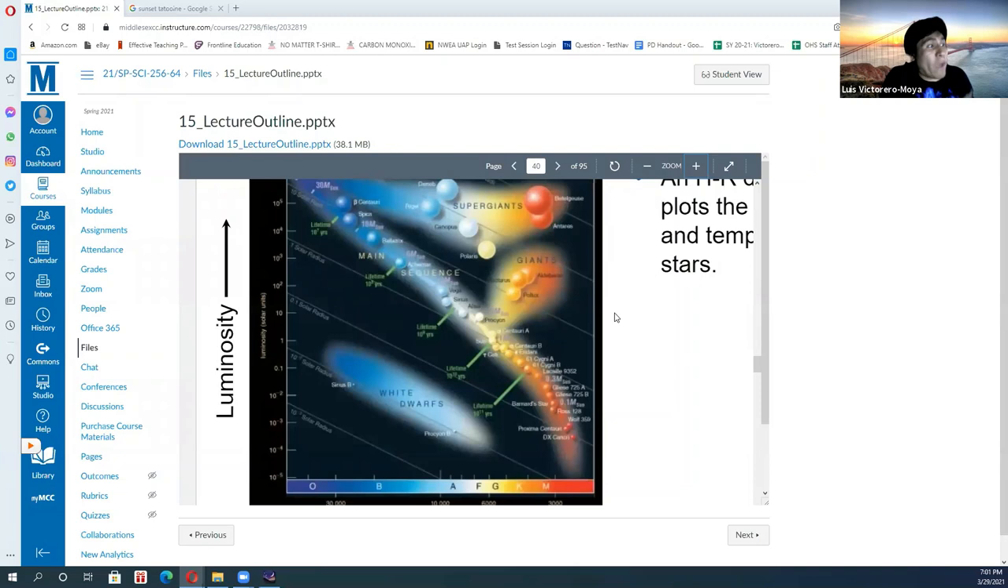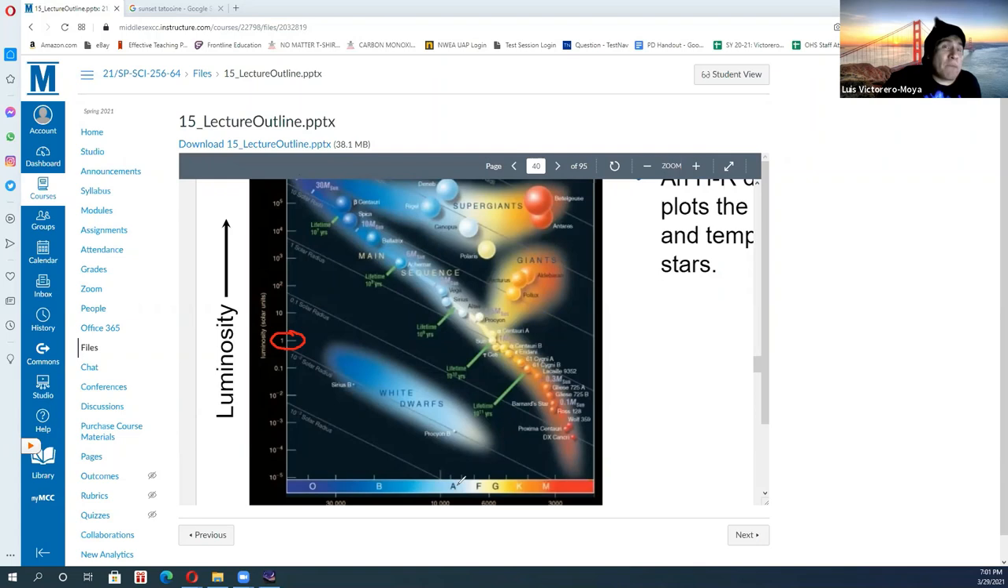On the y-axis, we plot the luminosity of a star. And as I said at the beginning of the lecture, luminosity is always in terms of the luminosity of the sun, because if not, you will have crazy numbers here. So one is the luminosity of the sun. 10 times more luminous, 100 times, 1,000 more.